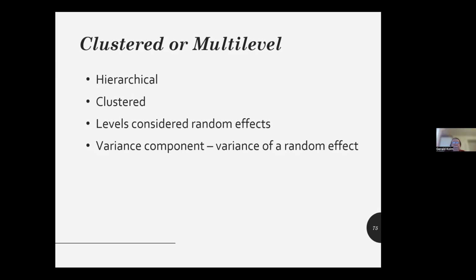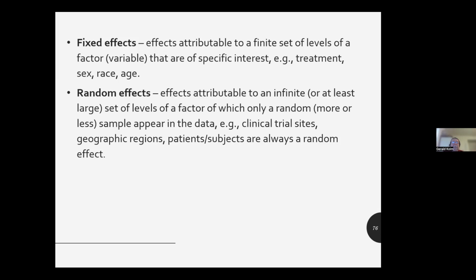So the idea is that if some patients are coming from one particular hospital or one particular health institution, then their data may be correlated. And that's what we refer to as hierarchical or clustered data. And so in this type of analysis, we're going to consider two things, what we call fixed effects and random effects.